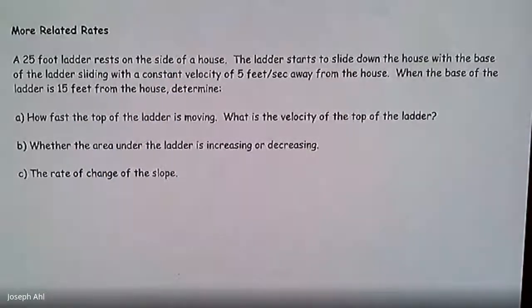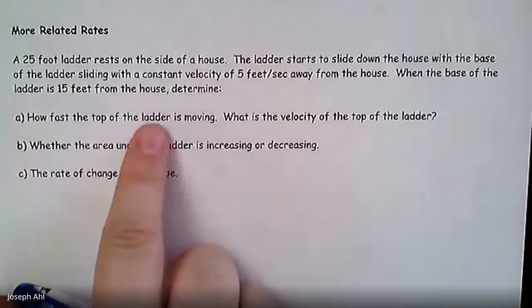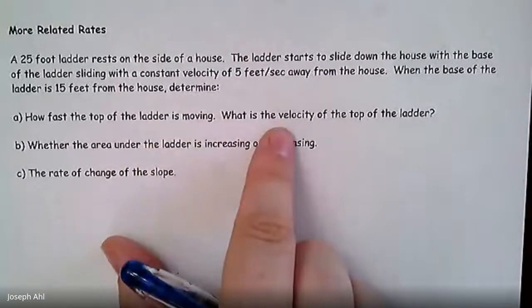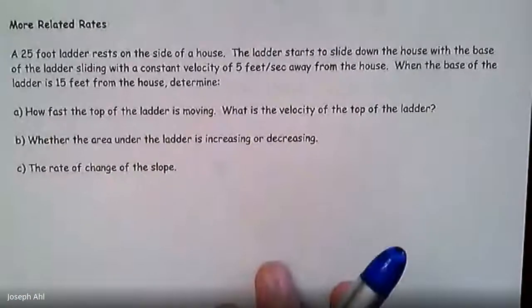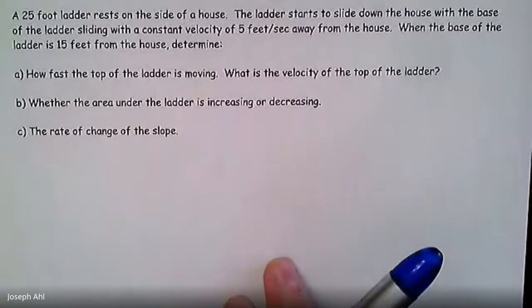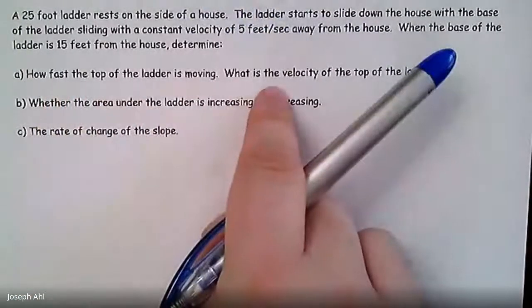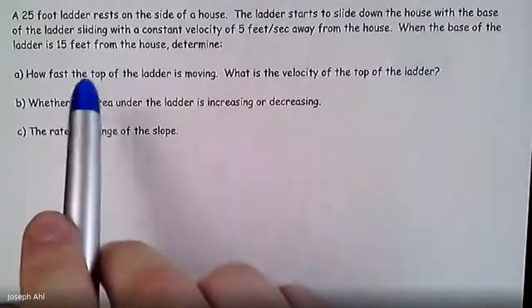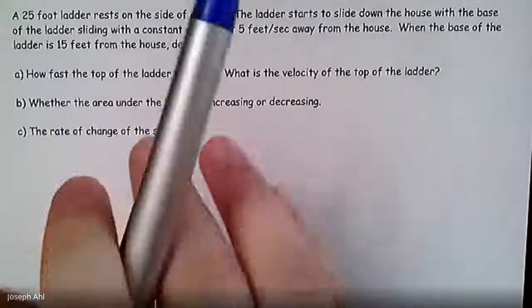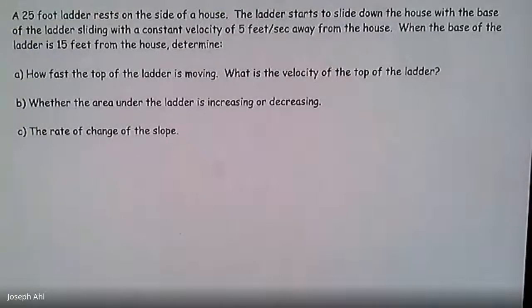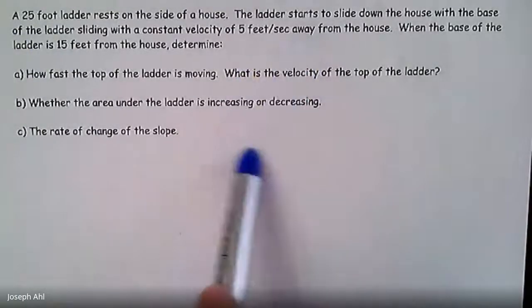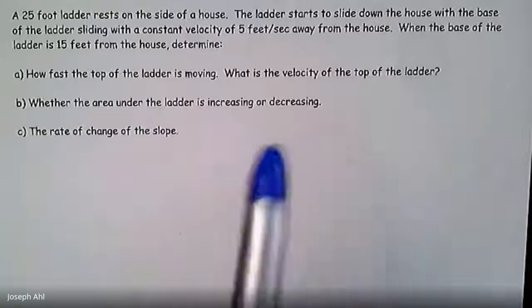The only thing we wound up doing in yesterday's lesson was part A, how fast the top of the ladder is moving, and then the velocity of the top of the ladder, which are very related questions, but they are slightly different looking answers there, right? So we'll start with part A. And in fact, I'd actually encourage you at this point to try part A on your own, since it's almost identical. I mean, different values there for the length of the ladder and the velocity that the base is sliding out at, but it's the same setup as yesterday.